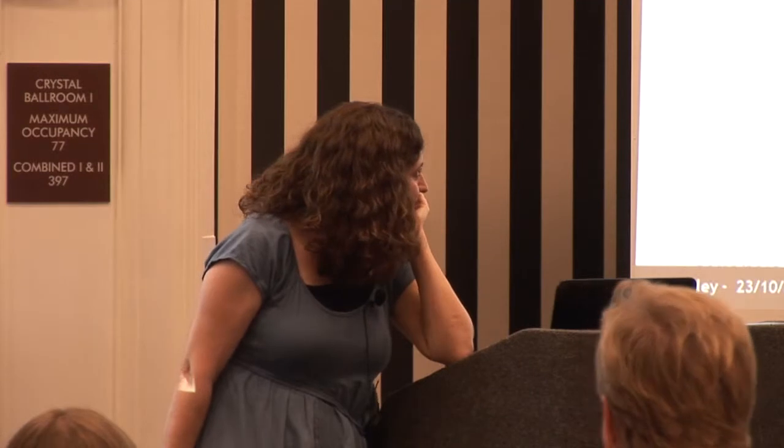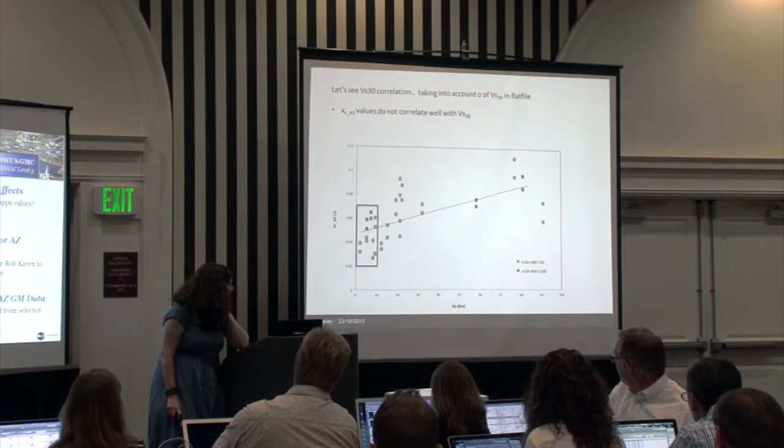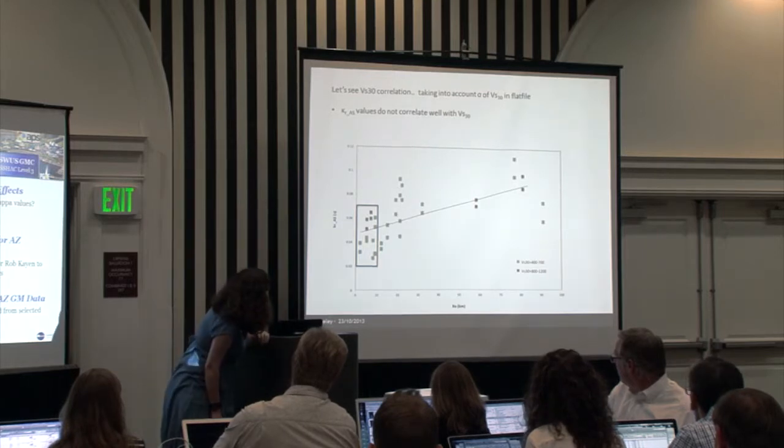Comments or questions for Olga? Yeah. Hi, Olga. Can you go back to your kappa versus distance? Yeah, this one. It kind of seems like if you were to ignore those points, you'd have a steeper slope and a smaller kappa zero. I mean, do you have any thoughts about that? If you go out to like 30, 40 or something, if you just cut it off here.